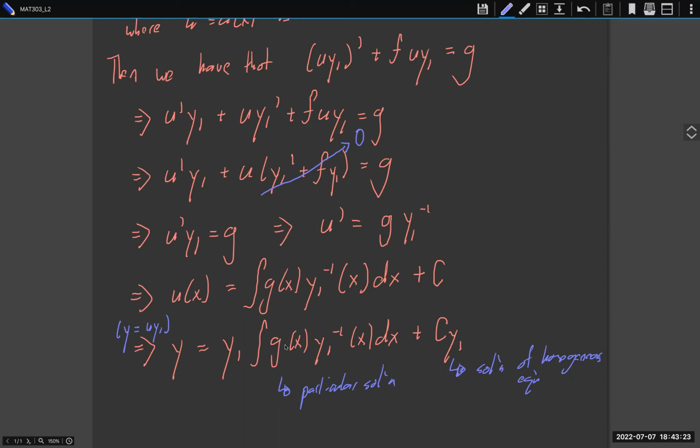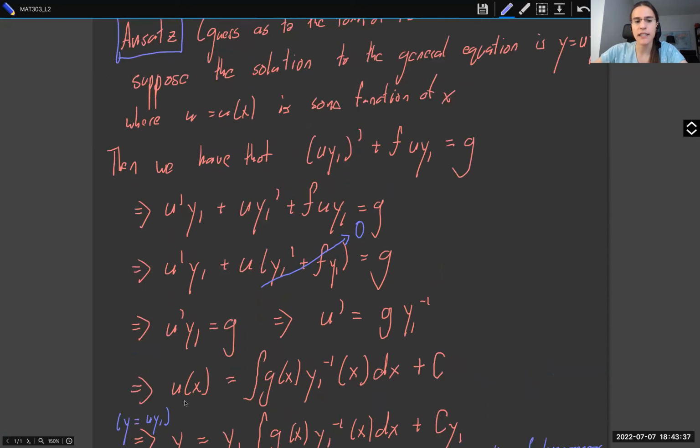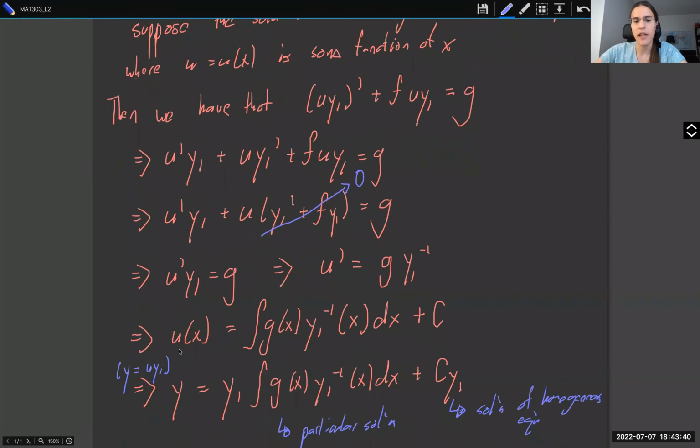Now let's compare this answer to the answer that we had before. Remember that our particular answer is of the form e to the negative F of x. That's an example of a solution to the homogeneous equation. What we see is that the difference between y1 and mu is that they're reciprocals of each other.